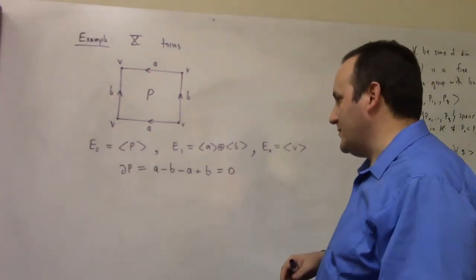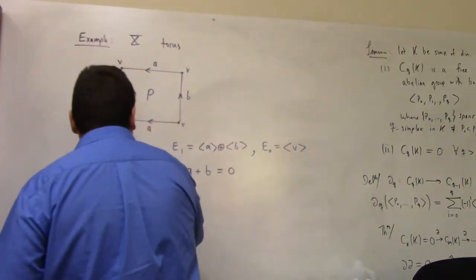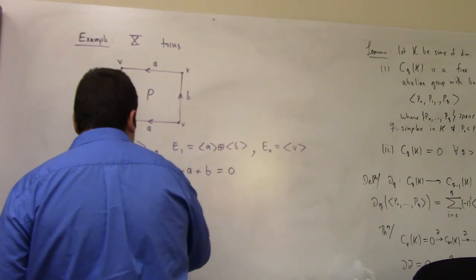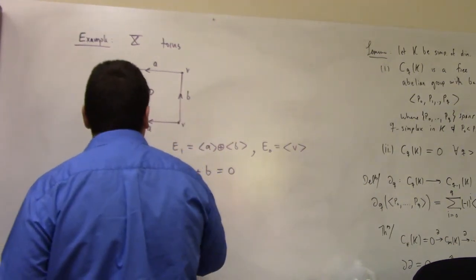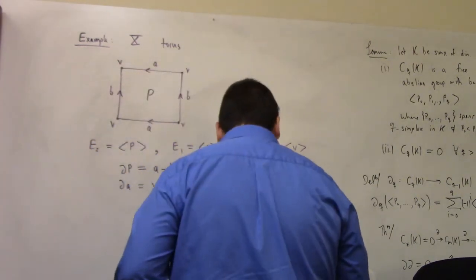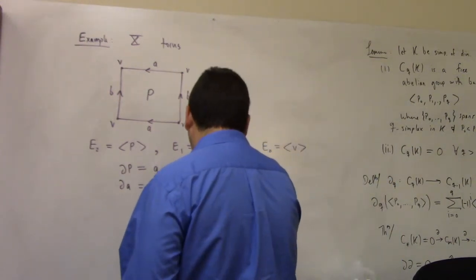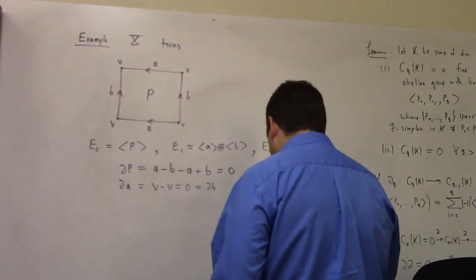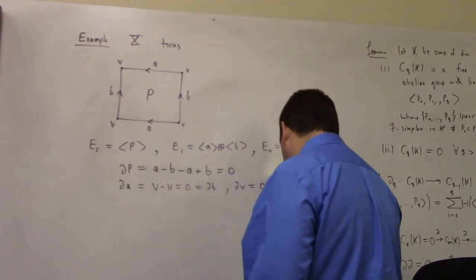Okay, so we're going to have to be a little bit formal here. Sorry about that. The boundary of A is what? The boundary of A is V minus V, which is zero. I guess the boundary of B is also the same. And finally, the boundary of V, well, that's zero.